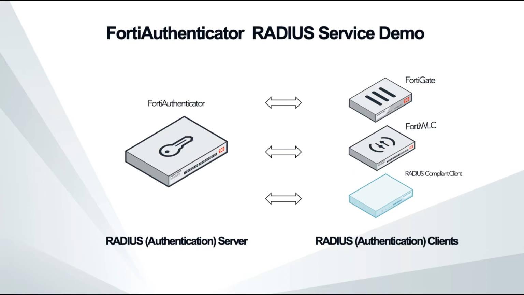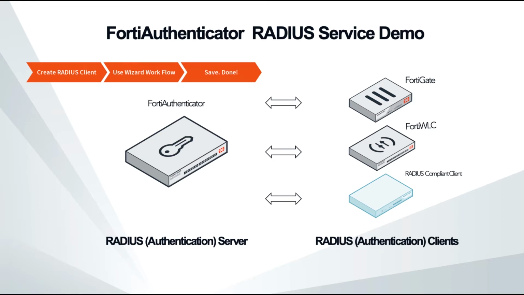In other words, before FortiAuthenticator accepts RADIUS authentication requests from a device, this device must be registered as an authentication client on the FortiAuthenticator, and it must be assigned a RADIUS policy. It really is a three-step approach. Step 1, create a RADIUS client on the FortiAuthenticator. Step 2, use the wizard-based workflow to build the RADIUS client and define the authentication policy. Step 3, save it, and you're done.